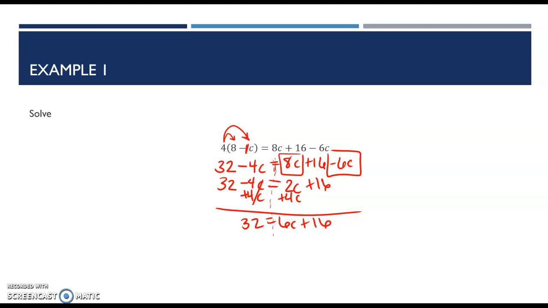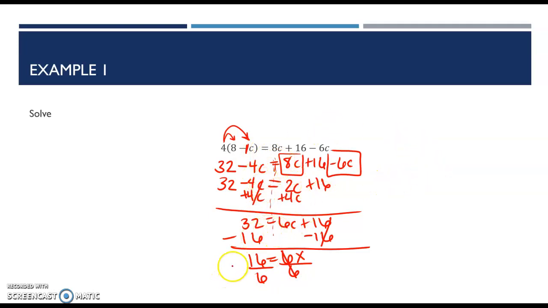And then from here, it's a two-step equation. So I need to zero out my 16. So I'm going to subtract 16 from both sides. And so then I'll end up with 16 equals 6c. And then we're going to divide both by 6. 6 does not divide into that equally, so I'm going to simplify that.